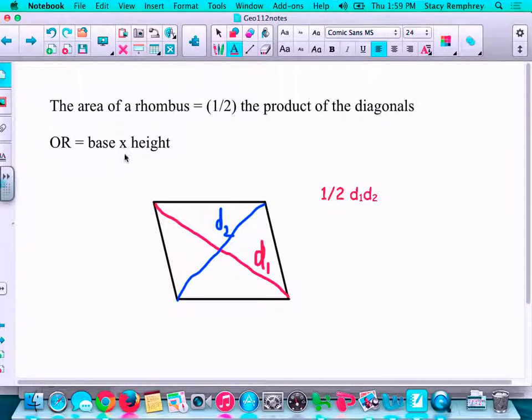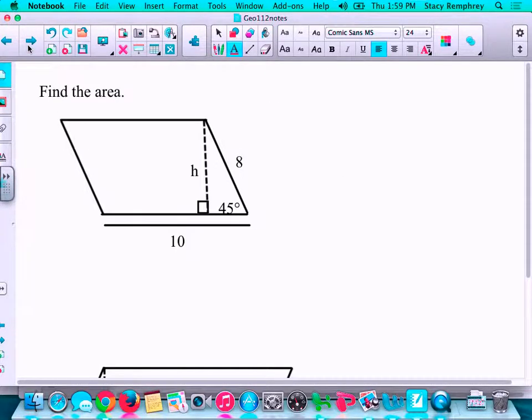For the rhombus, you can use base times height since it is a type of parallelogram, but you can also use a formula that says the area is equal to half the product of the diagonals. This basically comes from proving triangles congruent and doing the area of this triangle times the area of this one, and then adding those together, you will get this formula. So that's another formula for a rhombus that you can use.